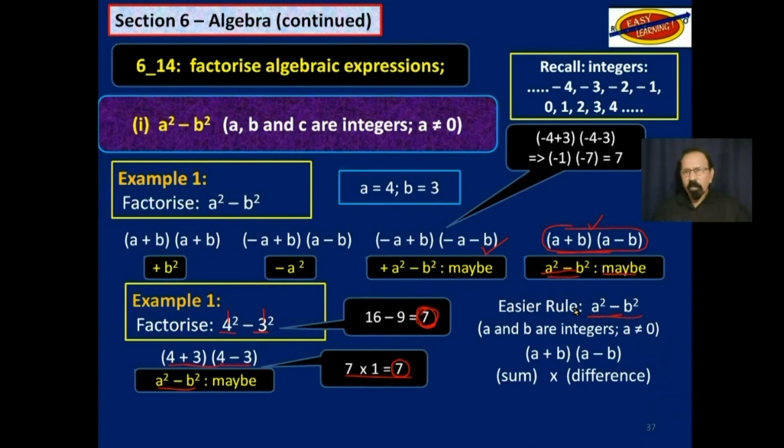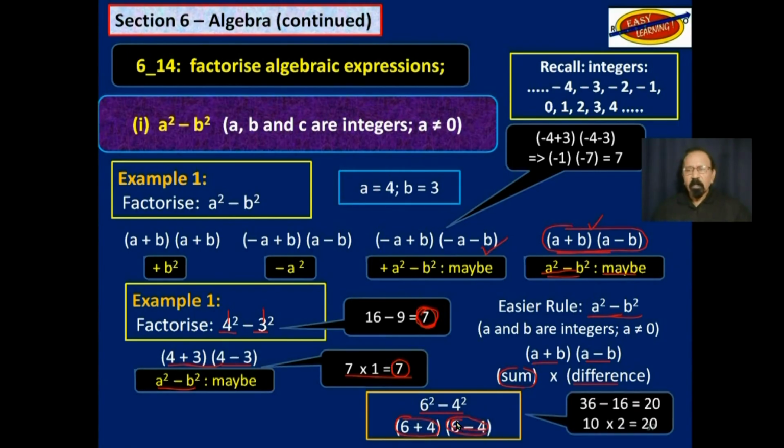So a plus b multiplied by a minus b. So you find the sum multiplied by the difference. That's what it really is. Another example, 6 squared minus 4 squared. The sum multiplied by the difference. Now, if you work it out up here, you will get 20. And if you work it this way down here, the sum multiplied by the difference, you still get 20.